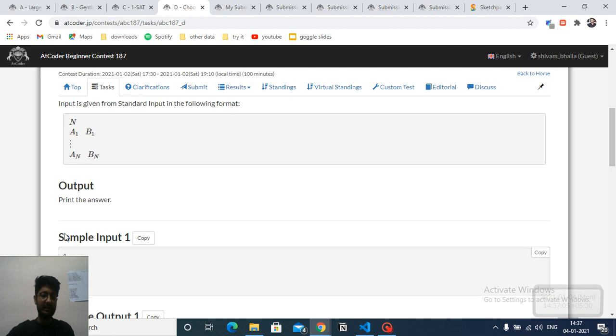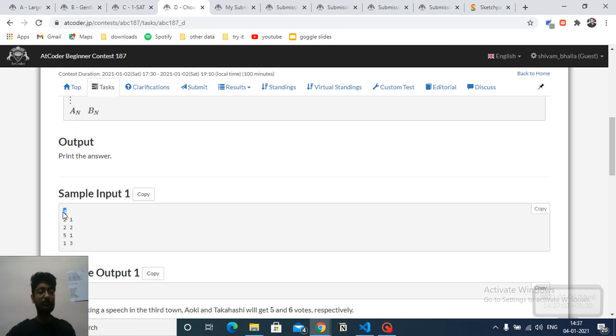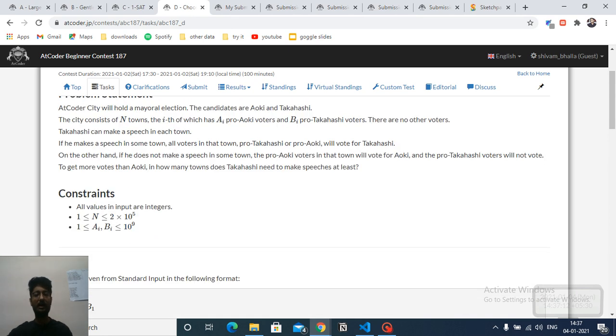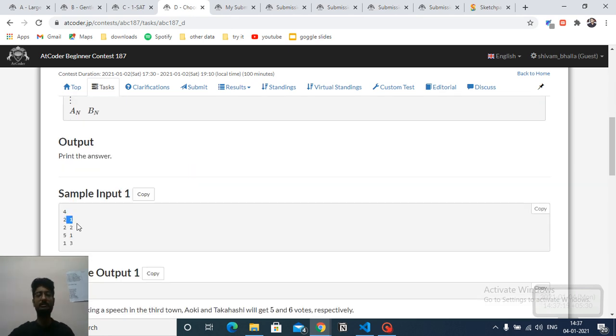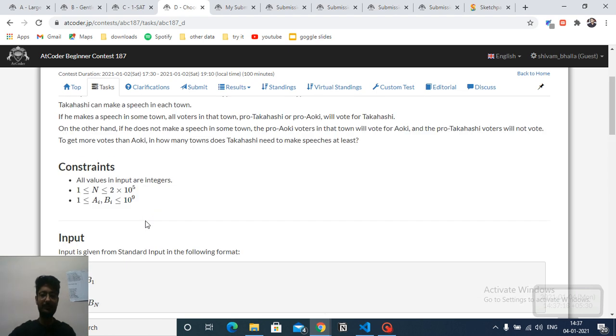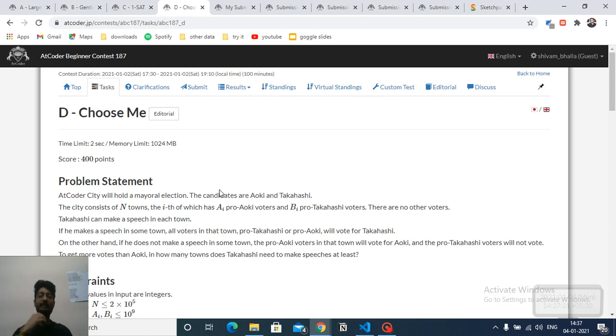As you can see in this example, there are 4 towns, and for every town it states the voters: in the first town there are 2 voters who will vote for Aoki and 1 vote for Takahashi, and this is given for all 4 cities. Now, if Takahashi gives a speech in any of the cities, then all the voters in that city, whether they were voting for Aoki or Takahashi, will all vote for Takahashi.